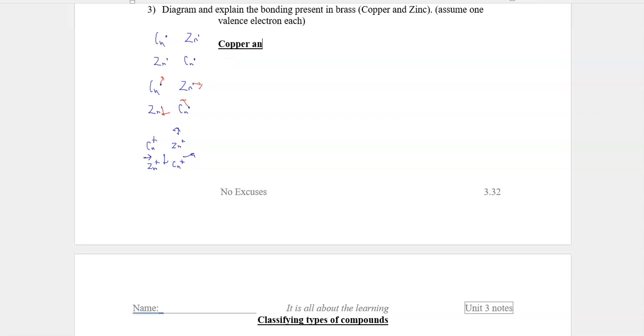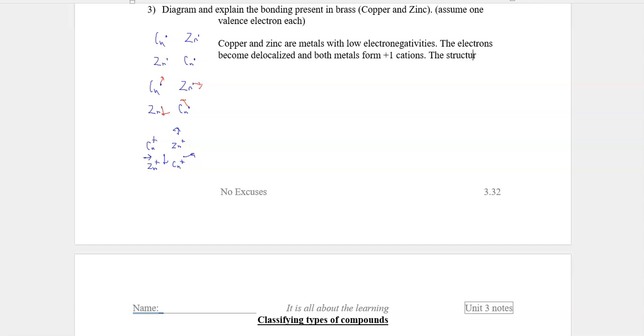Copper and zinc are metals, and would you have guessed it? With low electronegativities. Oh my gosh, electronegativities. What happens to the electrons? The electrons become delocalized, and both metals form +1 cations. The structure is a malleable solid.